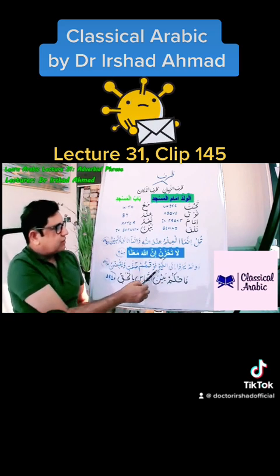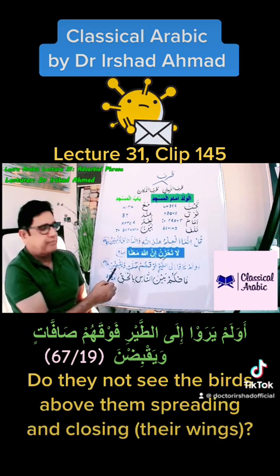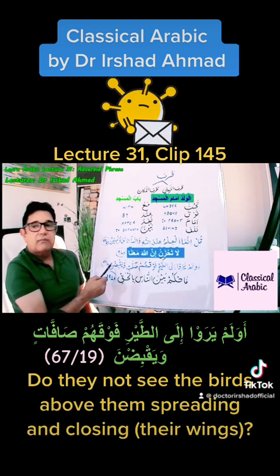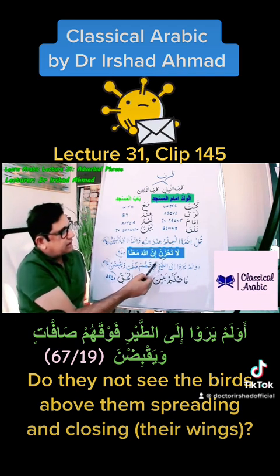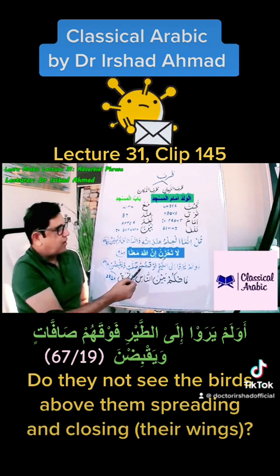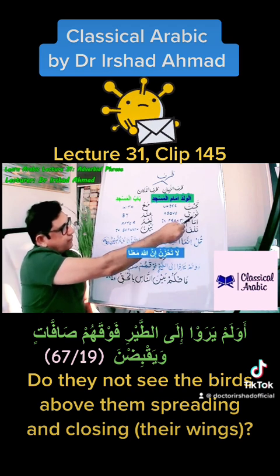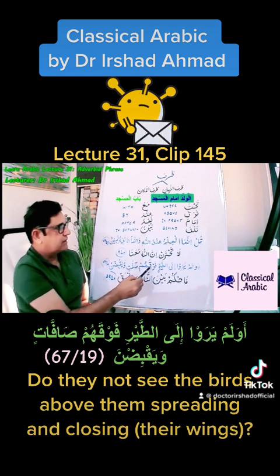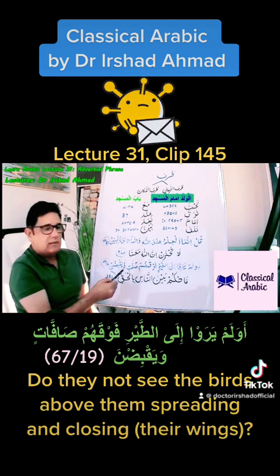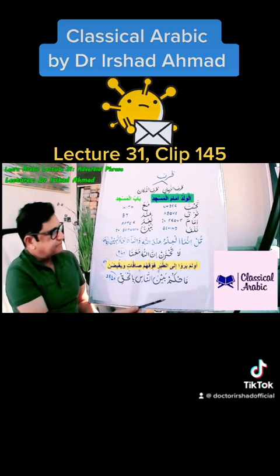Awalam yaraw ila tayri fawqahum safatin wa yaqbidn. That is again Surah Mulk, ayah number 19. Do they not see the birds above them? Fawqahum, again with fawqa, which is an adverbial word. The damir of hum has been used. Fawqahum, above them. Safatin wa yaqbidn, spreading and enfolding, which means their wings.